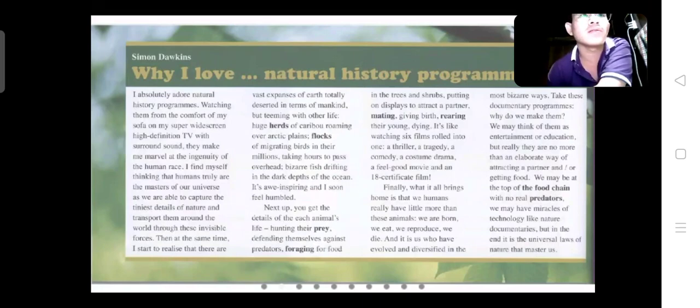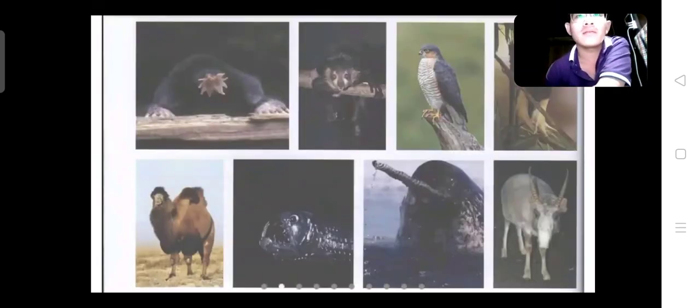That's because watching natural history programs can make us feel humble. We can see that the lives of animals in the jungle are the same as the lives of us humans, and it gives us broader knowledge about it. Next slide. Next.